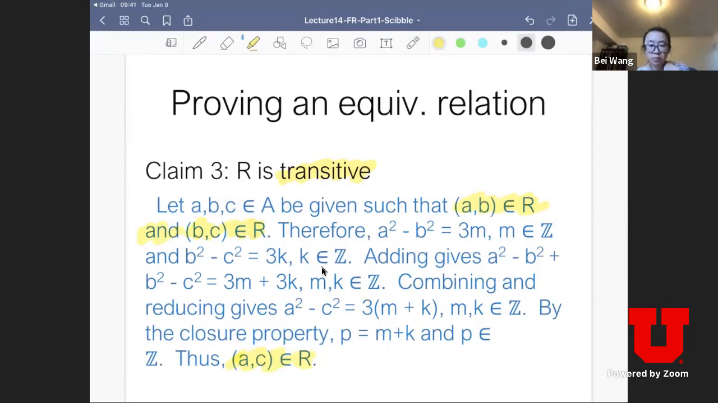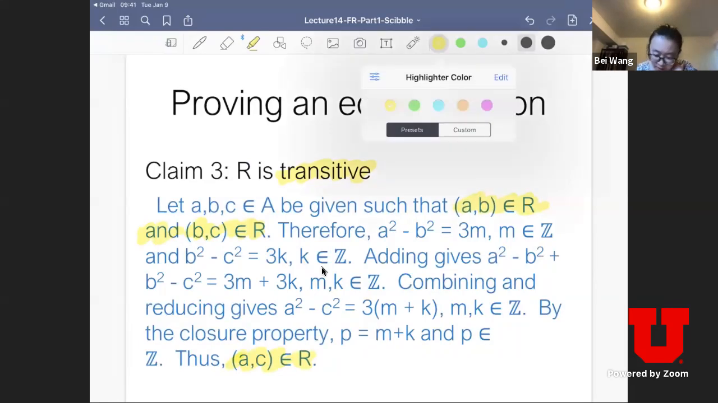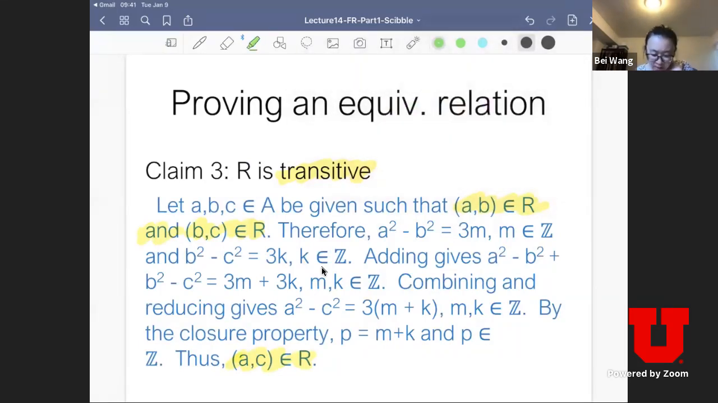Of course, for this particular problem, to prove claim 3, the trick is to play with some algebraic manipulations to use the fact that A, B is in R, so A squared minus B squared is 3M, and B, C is in R, so B squared minus C squared is equal to 3K. And then through some algebraic manipulation, which in this case is adding those two equations together, you get a formula that is related to A squared minus C squared. Okay, so that is the highlight of this proof.